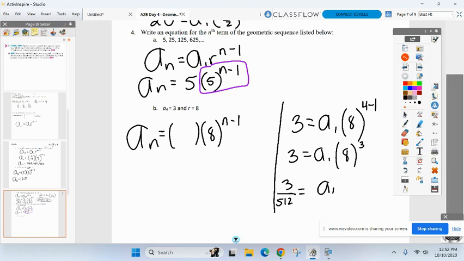I don't care how you get there either. Whatever gets the job done. And we're done. There you go. Plop in that 3 over 512 and we are good to go.